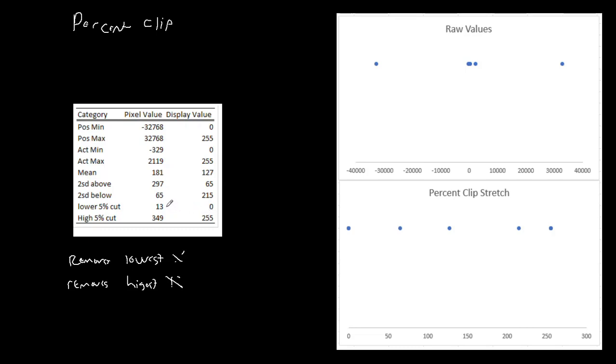What I want you to notice here is that this lowest 5% is greater than the actual minimum. So the actual minimum becomes 0, and it's definitely higher than the possible minimum. So the possible minimum is still 0. So we now have 3 things here that all became display value 0. Same thing with the maximum. The highest 5% cut is lower than the actual maximum, so that still is 255, and it's lower than the possible maximum, so that's still 255.